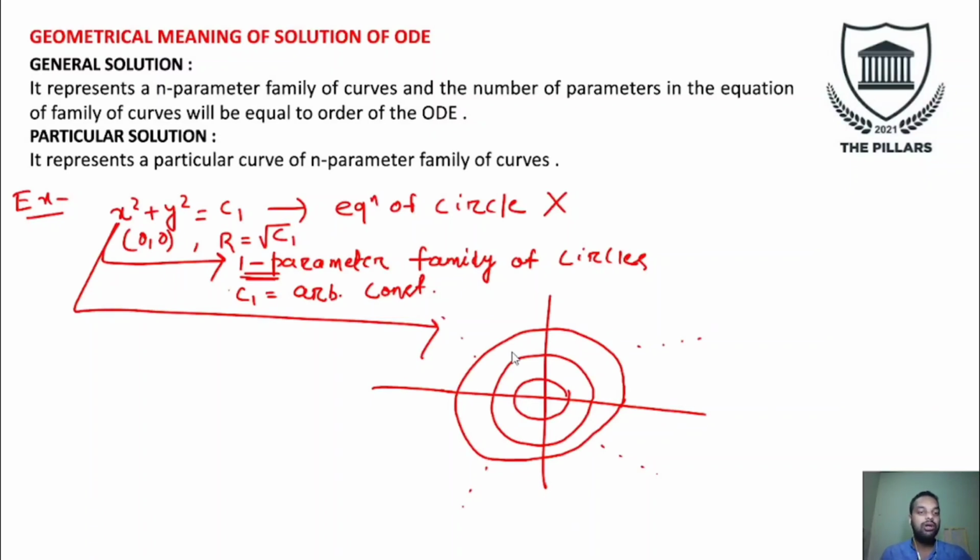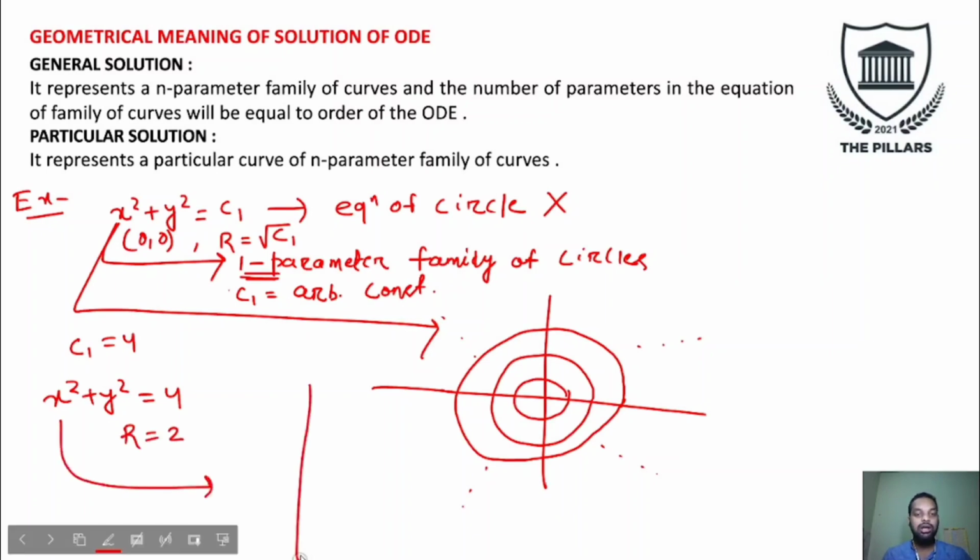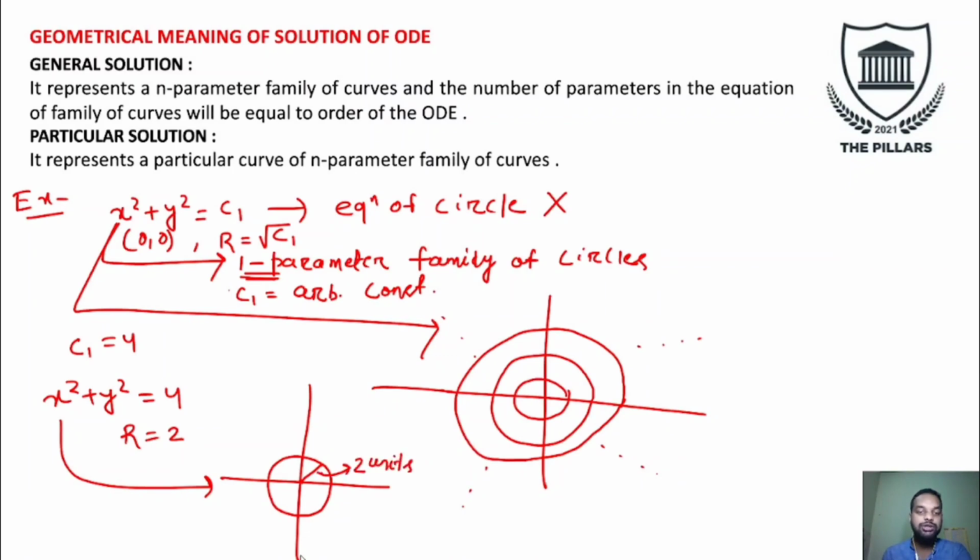Okay, let's see, here we have this c1 as 4. So what the equation becomes is x square plus y square is equal to 4. Here radius is equal to 2. So if we put this equation here, it becomes like this, only single, this is 2 units, the radius is 2 units. It may be centimeter or meter or millimeter, any unit. Okay, so if we see this equation, then this is a particular circle. So we can tell this is an equation of circle with radius 2 and origin at 0 0.